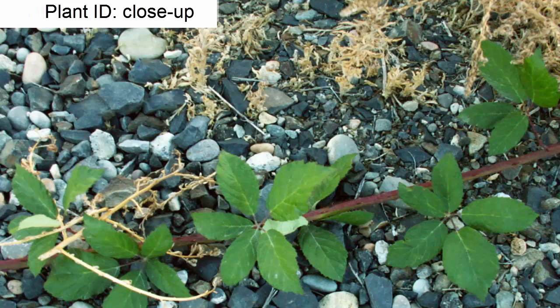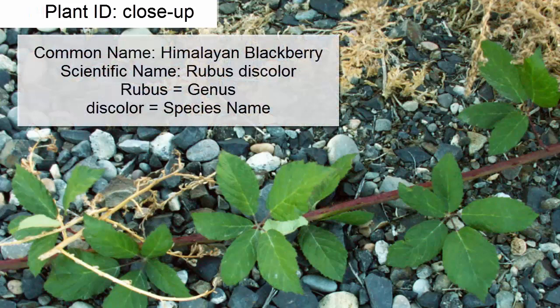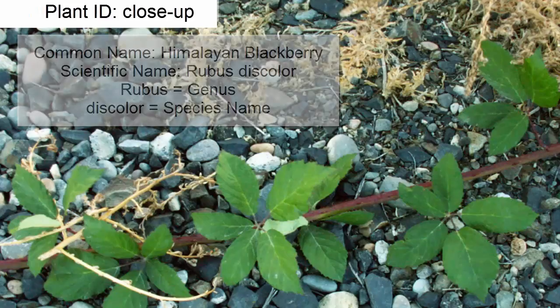Himalayan blackberry is a common name that is sometimes applied in error to other blackberries. Not all blackberries have the same wetland status. That is why delineation forms should have the scientific name of the plant listed in the genus and species column. Rubus discolor is the scientific name for Himalayan blackberry. Rubus is the genus name, and discolor is the species name.